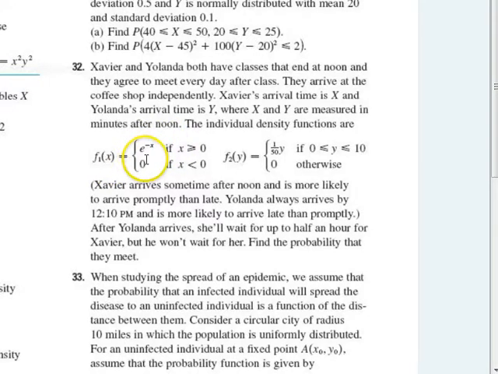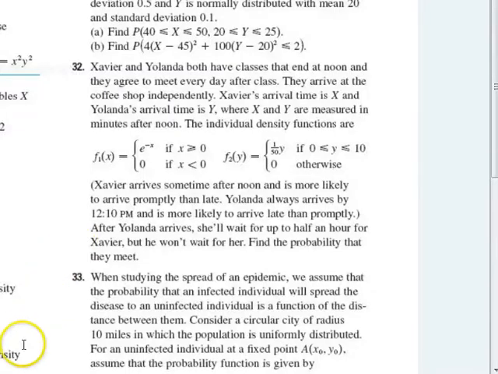The individual density functions are, so this is Xavier's probability density function for the time of arrival. Notice it's a decaying exponential. And it says here Xavier arrives sometime after noon and is more likely to arrive promptly than late. And Yolanda always gets there by 12:20, but is more likely to be later than earlier. Okay. Then we get the information that after Yolanda arrives, she'll wait for up to half an hour for Xavier, but Xavier won't wait at all for her.